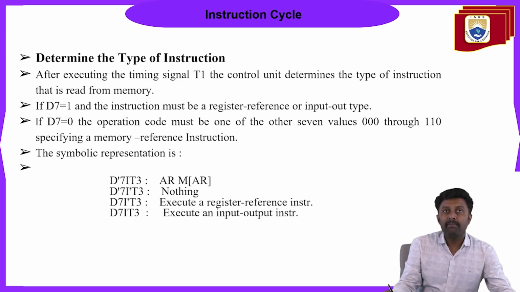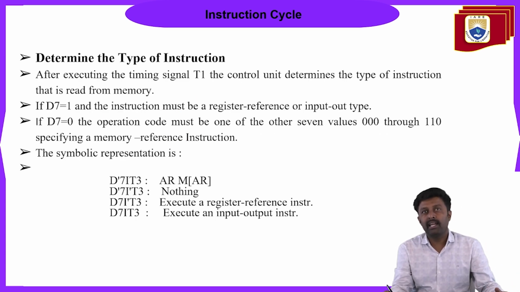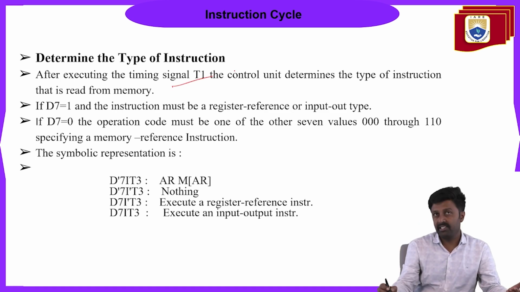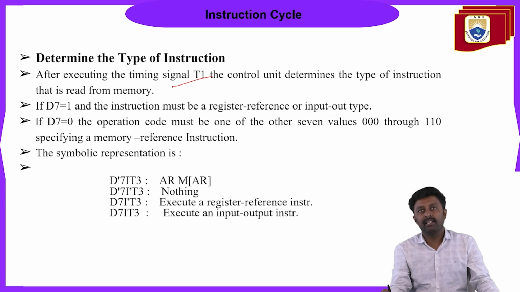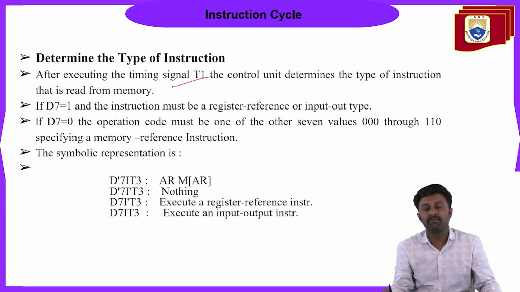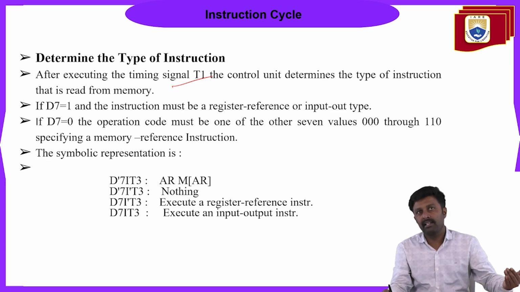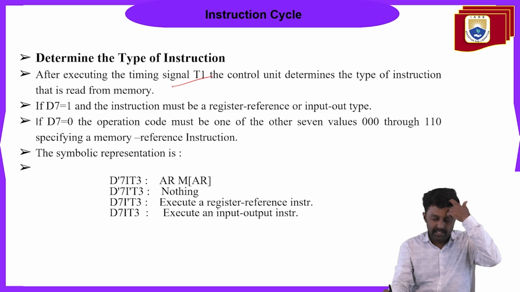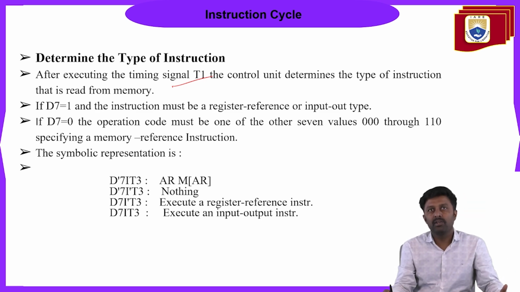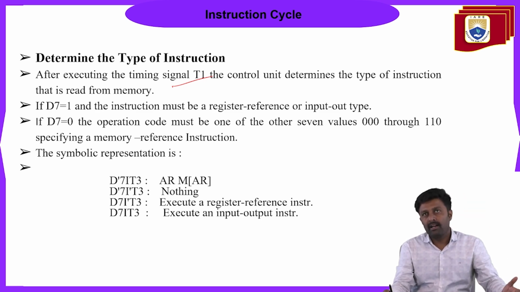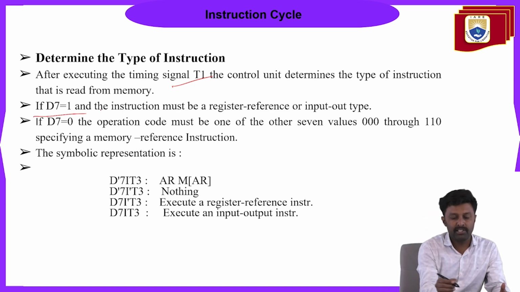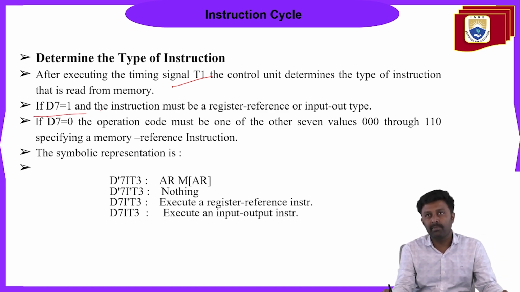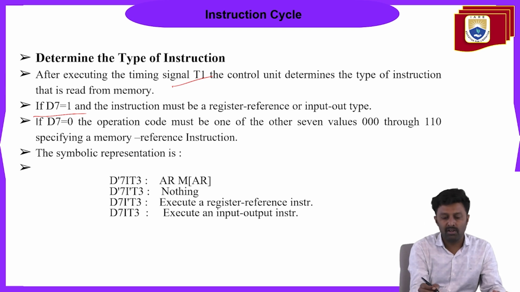Next is determining the type of instruction. After executing the time signal T1, that is, after fetch and decode, the control unit determines the type of instruction that is read from the memory. Once the instruction is read and decoded, the control unit determines which type of instruction it is. Let us say if D7 is equal to 1, the instruction must be register reference or input-output type.